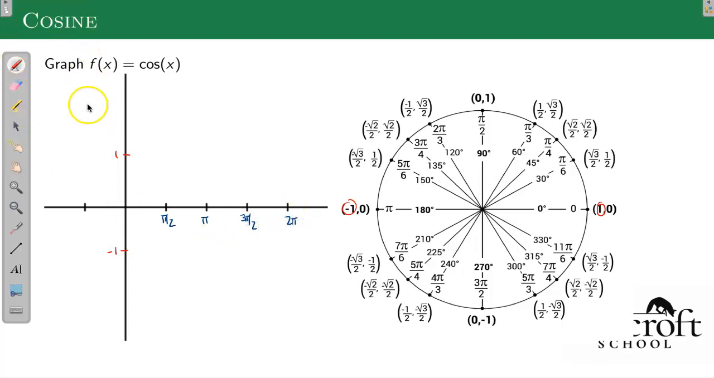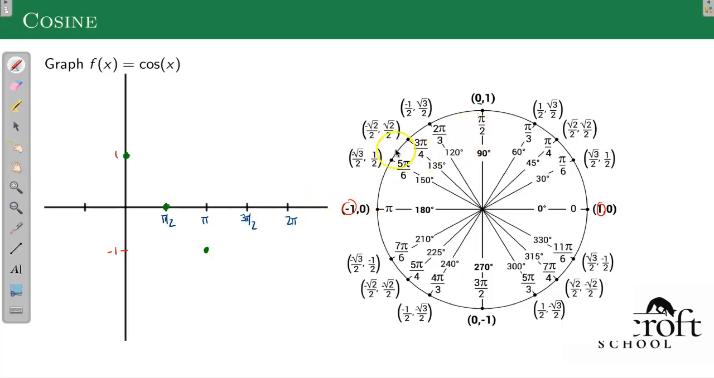And let's put on the nice points. So when I put in 0 into cosine, I get out 1. So that's a nice point I know on cosine. When I put in pi over 2, I get out 0. That's a nice point I know. When I put in pi, I get out -1.